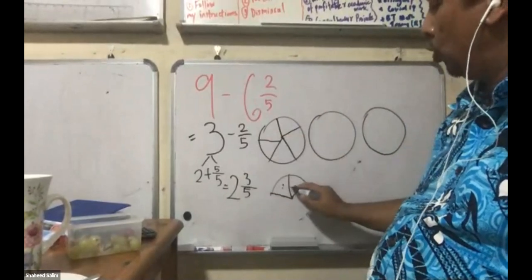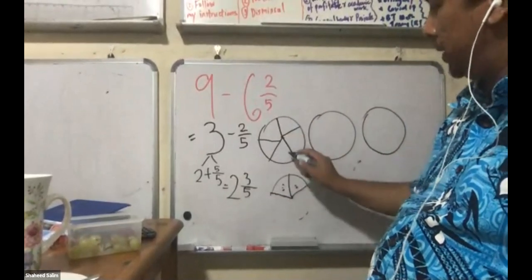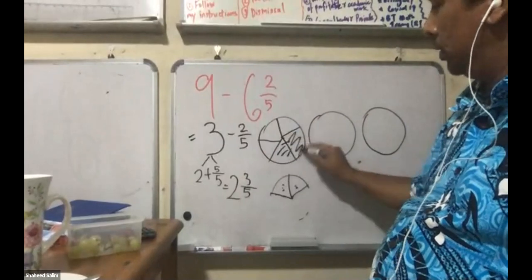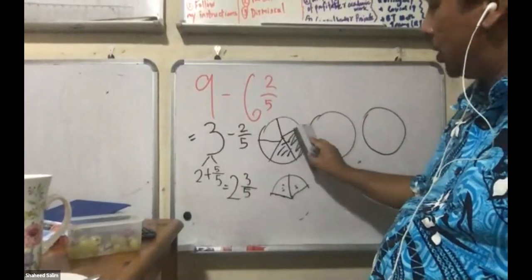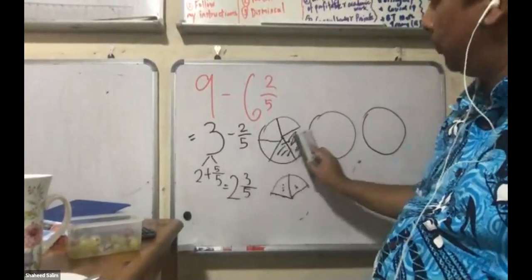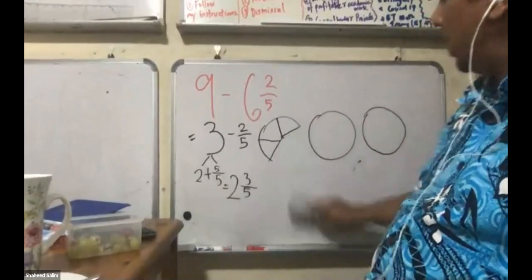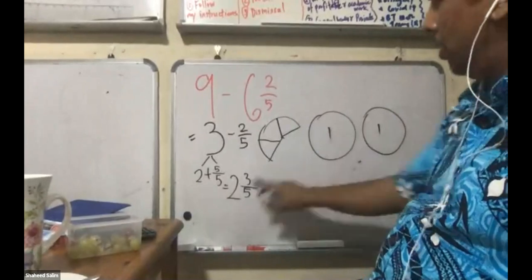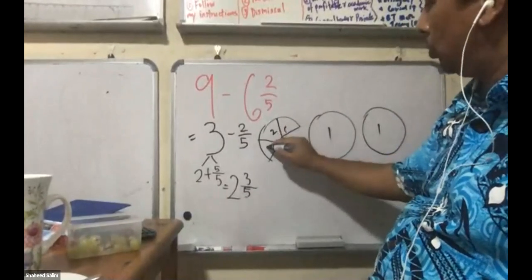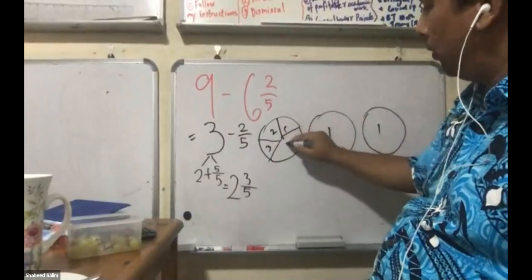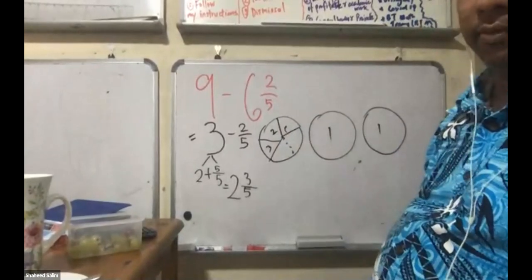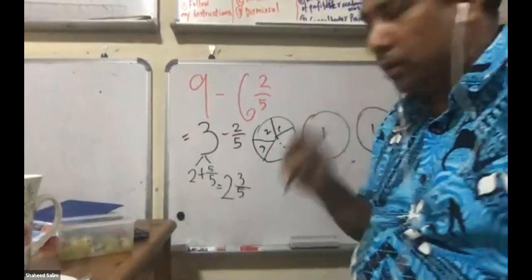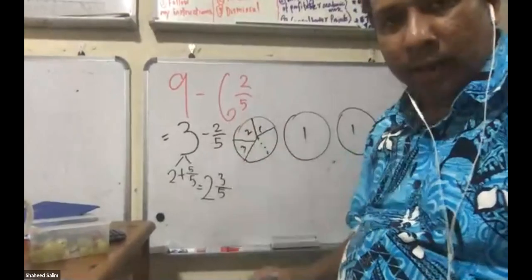Then I sell him the 2 parts. He wants 2 parts of the pizza, right? I sell it to him. So now he takes away these 2 parts because he wants only 2/5 of the pizza. So I'm left with 1 pizza, 2 pizza, plus 1, 2, 3 out of 5. Do you understand?